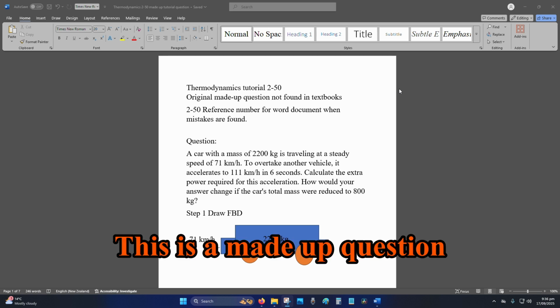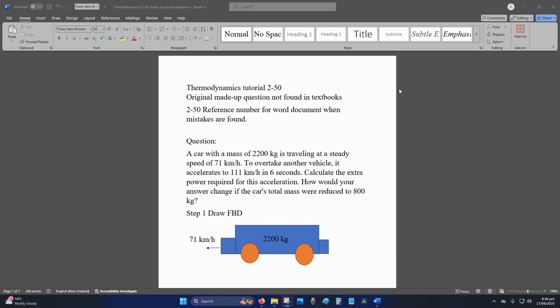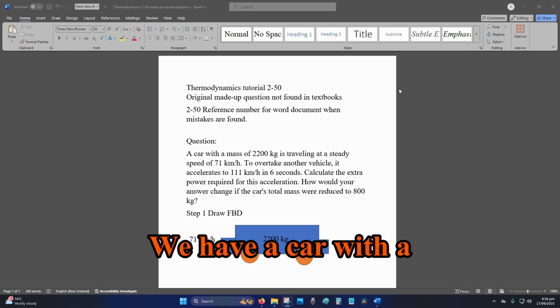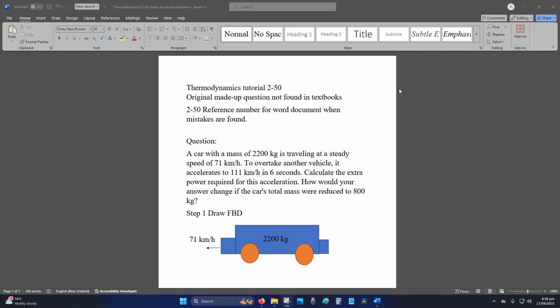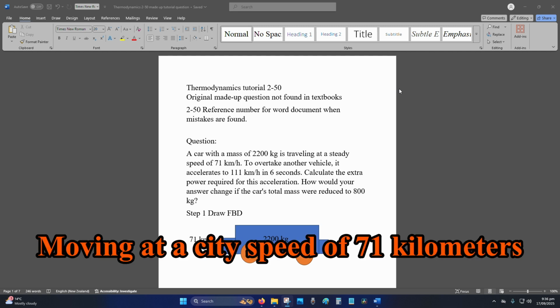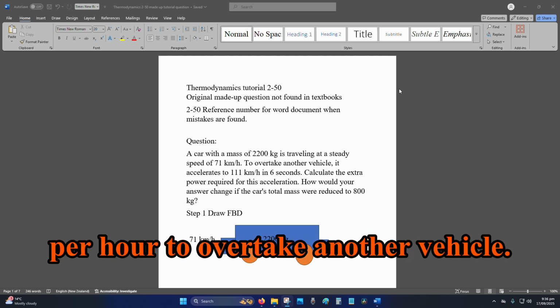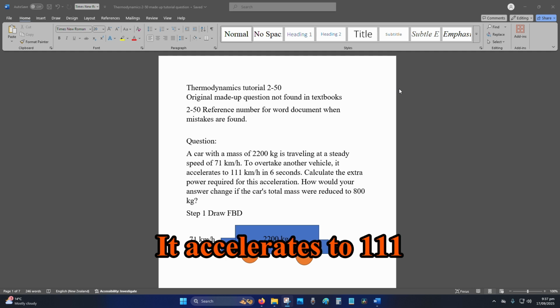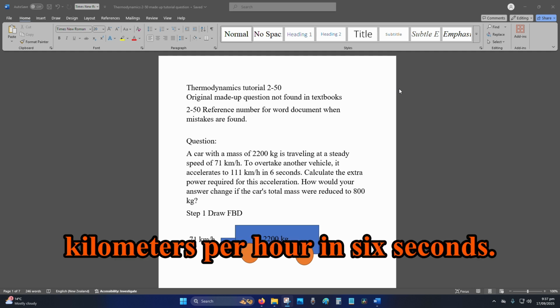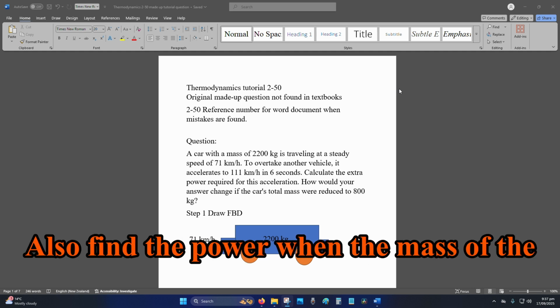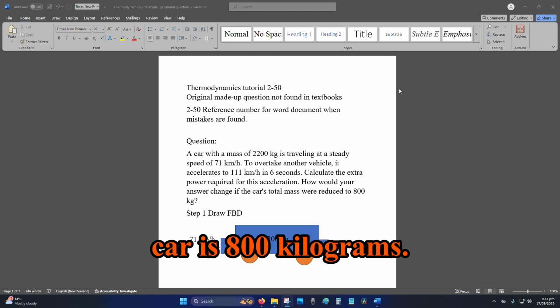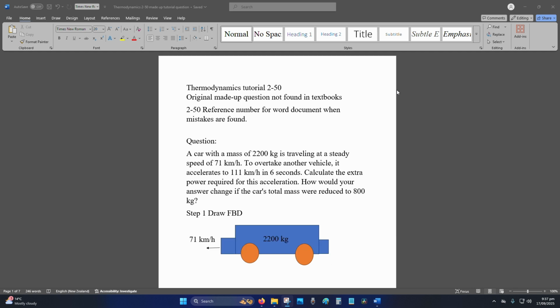This is a made-up question not found in your textbooks. We have a car with a mass of 2,200 kilograms moving at a steady speed of 71 kilometers per hour. To overtake another vehicle, it accelerates to 111 kilometers per hour in 6 seconds. Find the power required for this acceleration. Also find the power when the mass of the car is 800 kilograms.